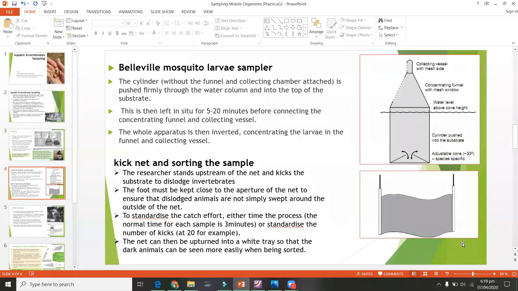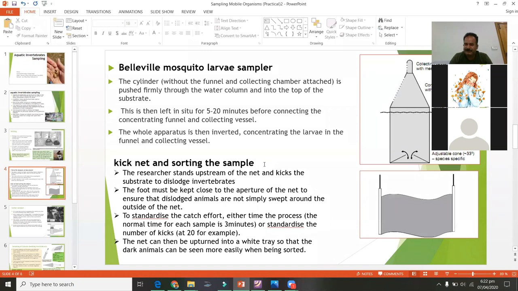The second type of method is the Bellamy-style mosquito larvae sampler. In this, one is an inverted funnel, which is used for the collection of larvae, and the other is a cylindrical structure, which we dip in the water, and later on we attach the funnel, which is provided with mesh. Macroinvertebrates, spatial, means presence and absence of different macroinvertebrate species along the riverine stretch.